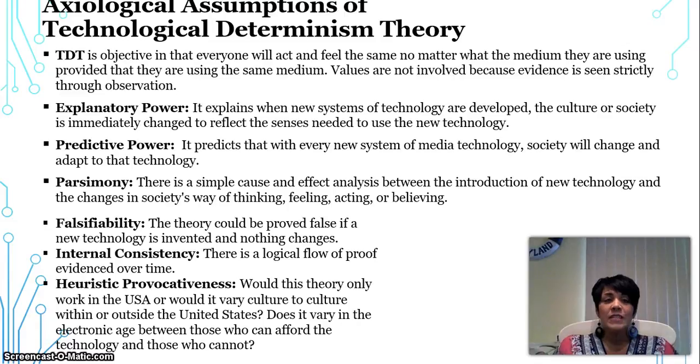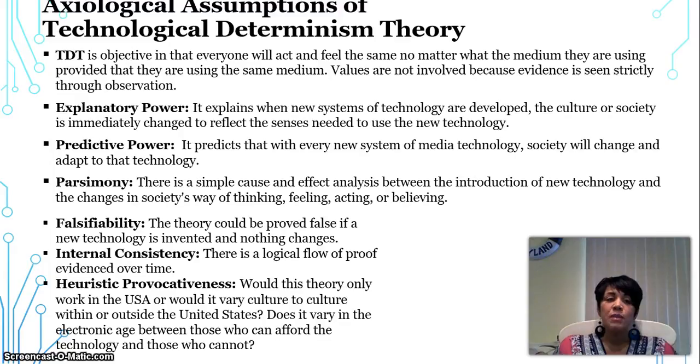Axiological assumptions of technological determinism theory. Say that 3 times fast. TDT is objective in that everyone will act and feel the same no matter what medium they are using, provided they are using the same medium. Values are not involved because evidence is seen strictly through observation.